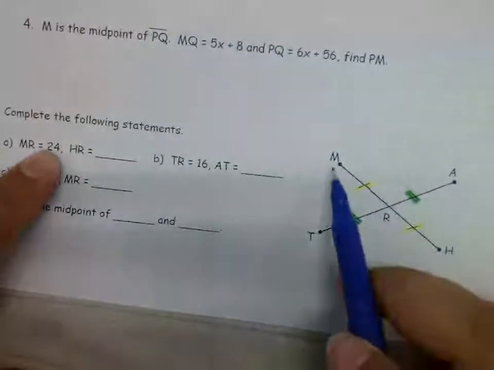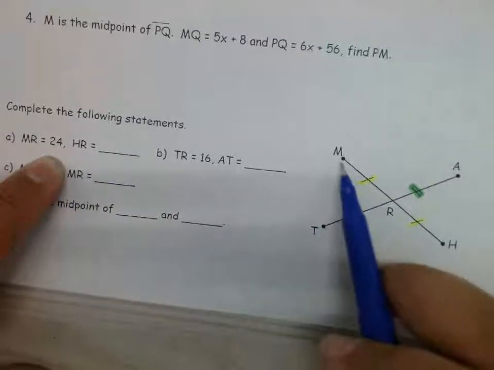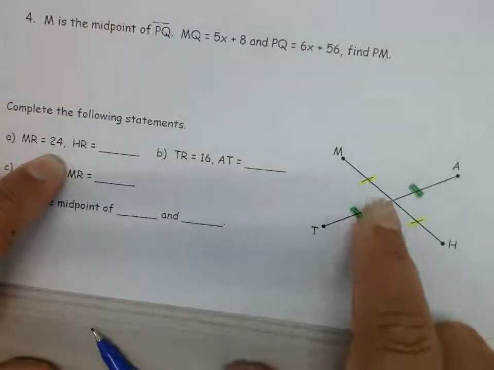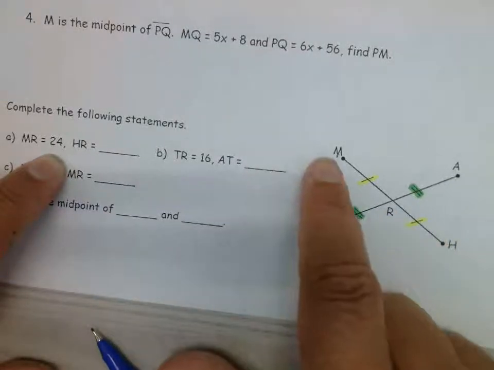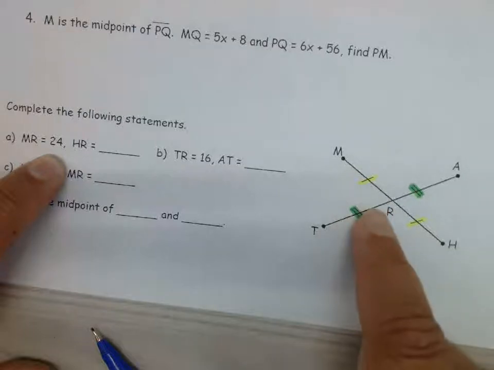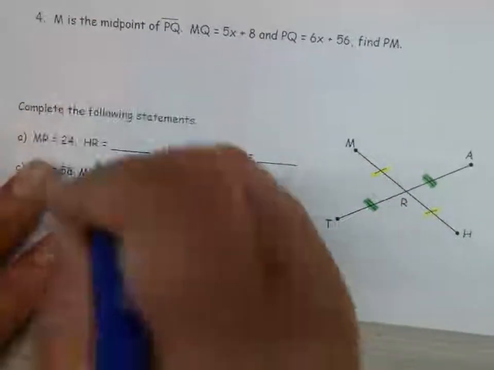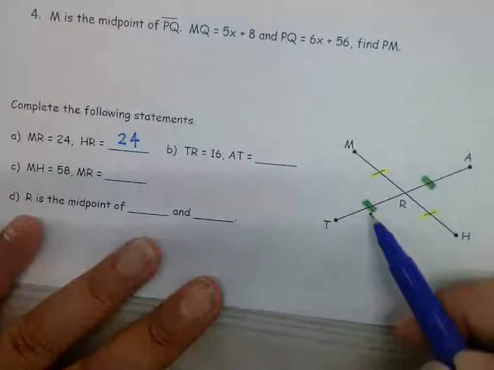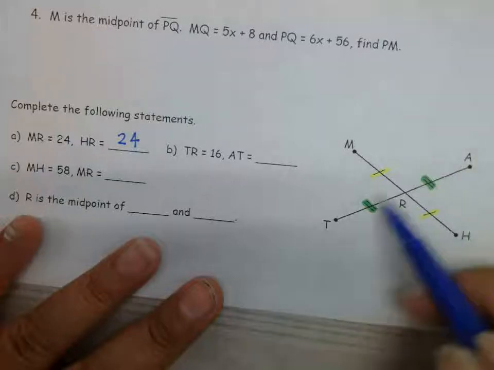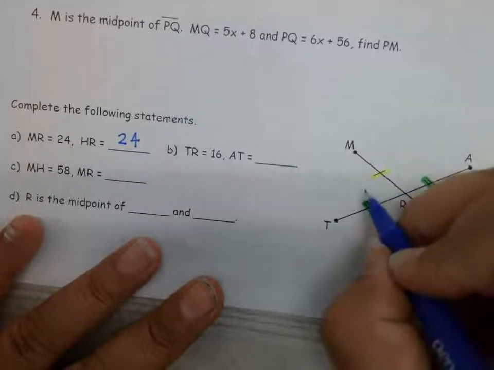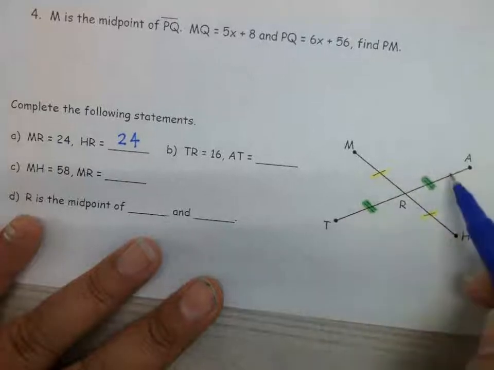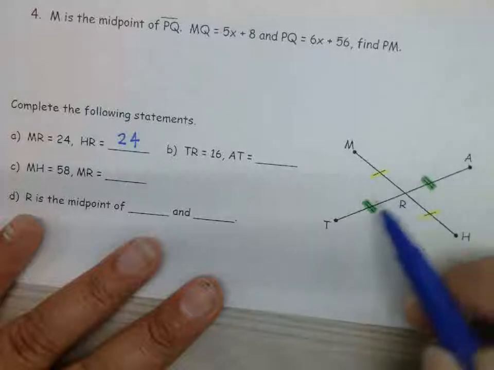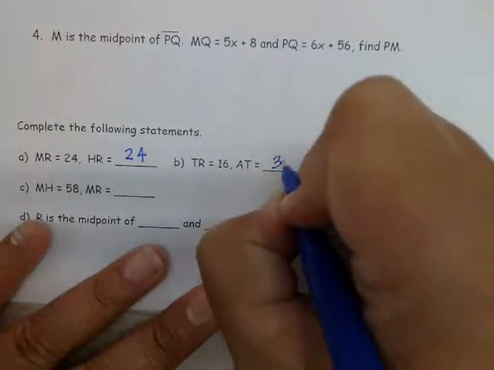So in this first example, M to R, so this one right here, is 24. And they want to know what H to R is. Well, I just said if M to R is a number, it's the same length as R to H because of this little thing. So 24. T to R is 16. What is A to T? So the whole thing. If this little piece is 16, what is this little piece? 16. So the whole thing would be 16 doubled, which is 32.